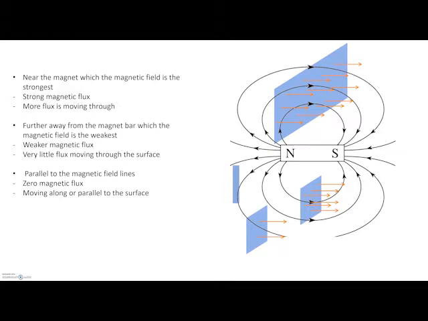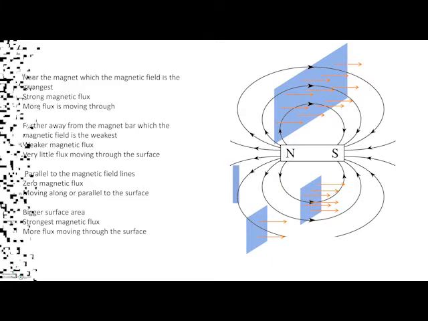Another example is when the surface has a larger area. More flux is moving through the surface. As a result, the magnetic flux is the strongest compared to the others.